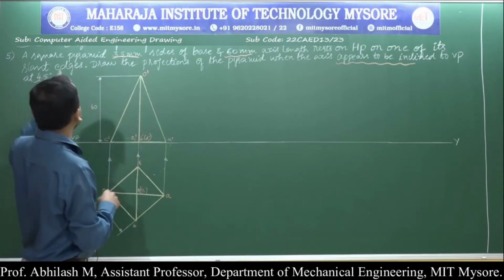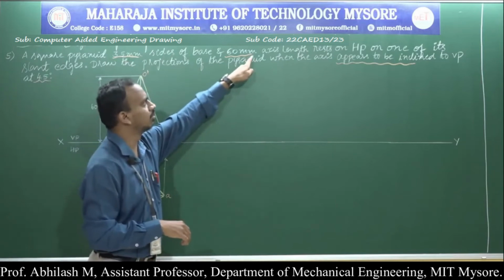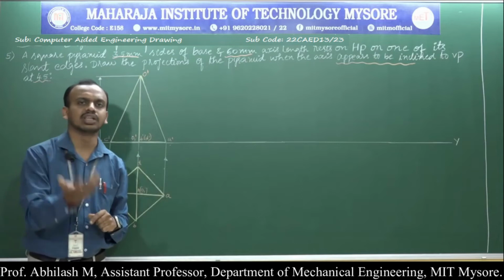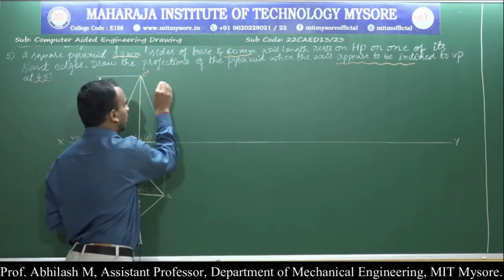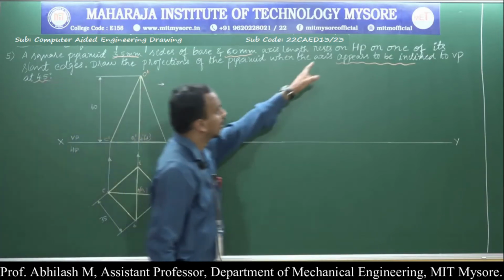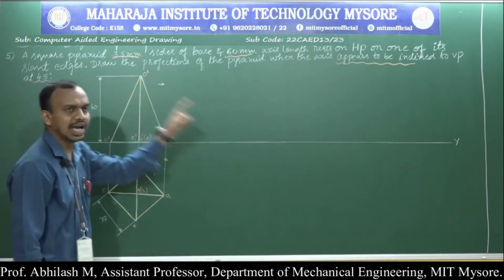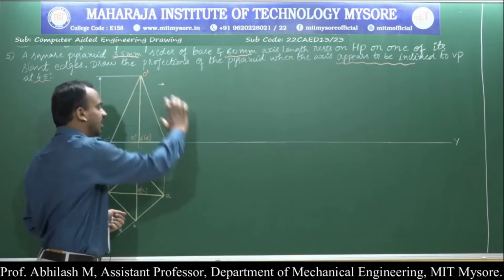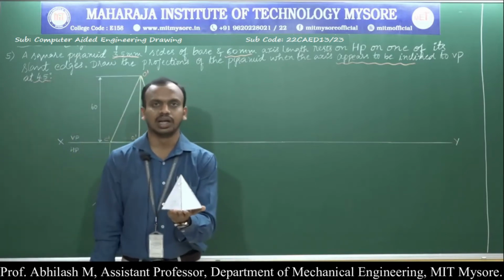What was the condition? A square pyramid of 35 millimeter sides and an axis of 60 millimeter length resting on HP. In order to begin with the next position, that is the second position, let us look into the condition that they have specified. They are specifying that it rests on HP on one of its slant edges. In the HP, one of the slant edges has been completely resting.